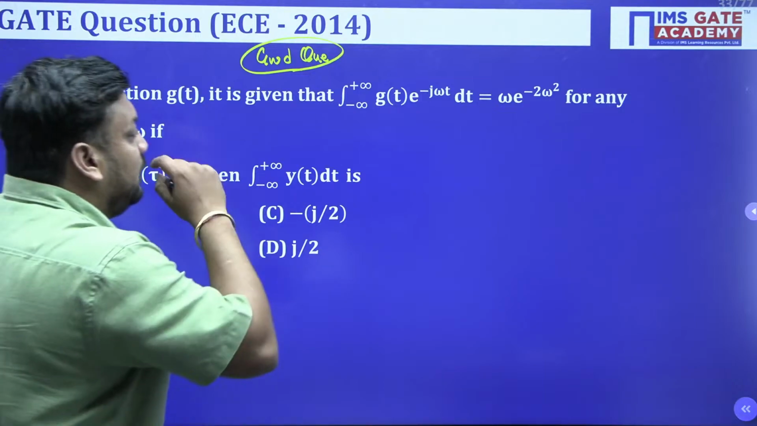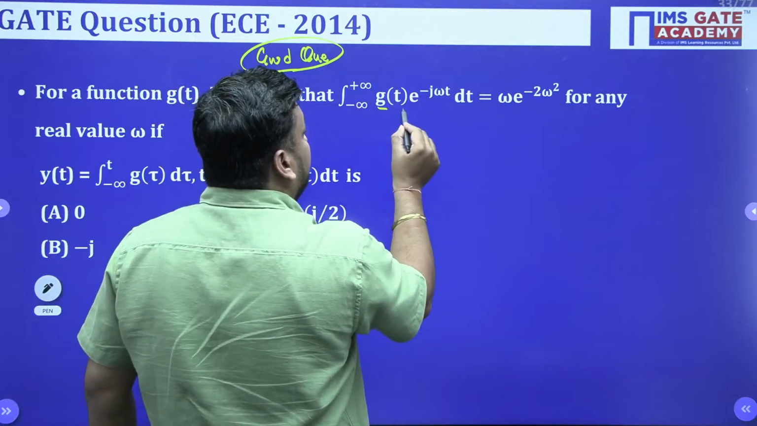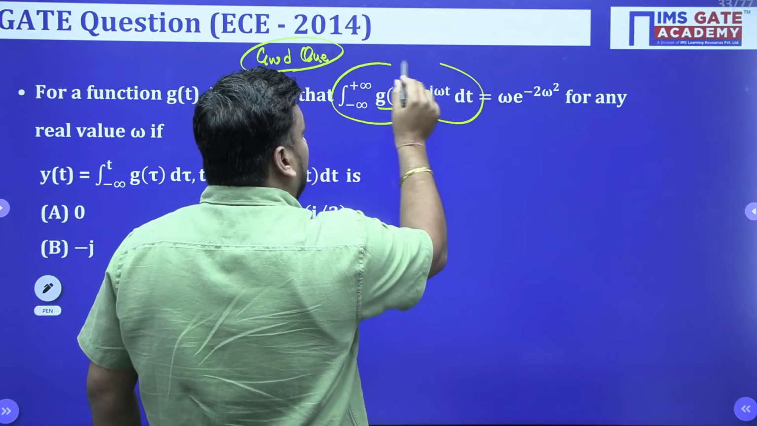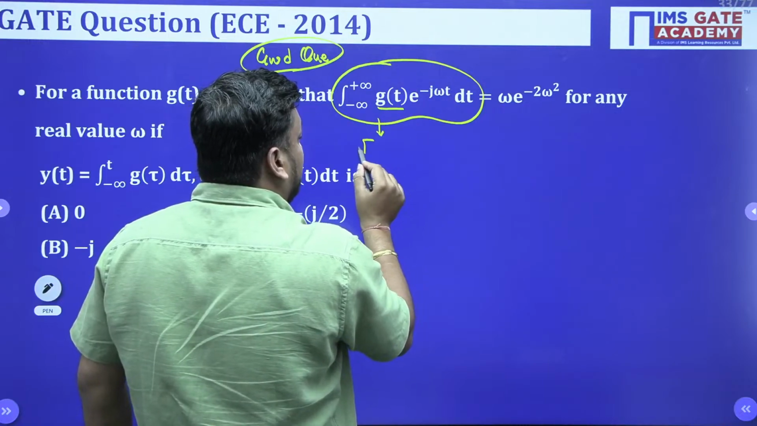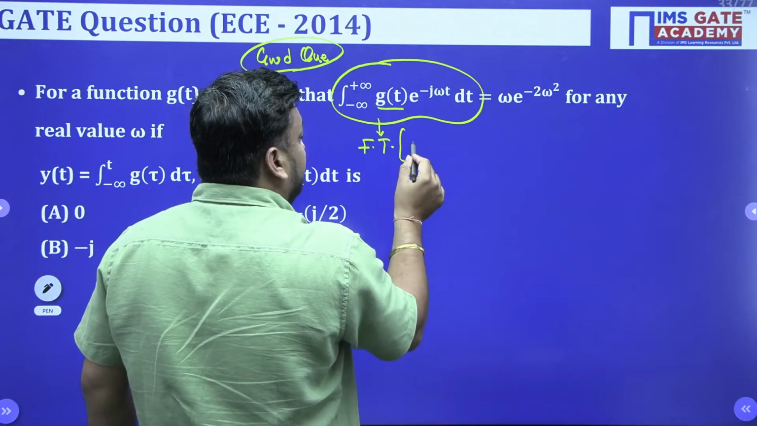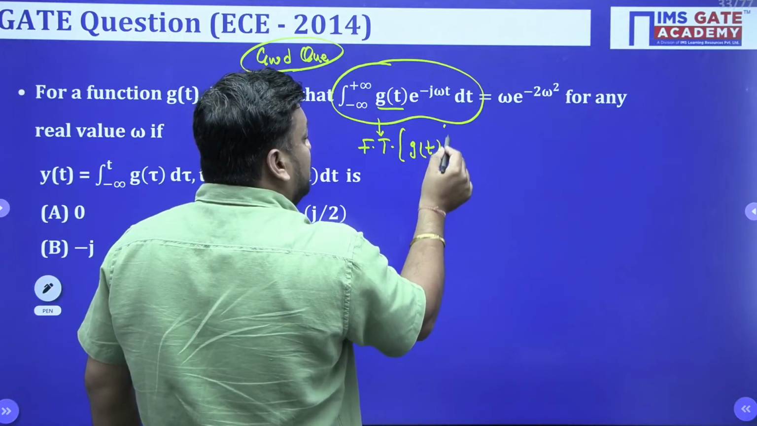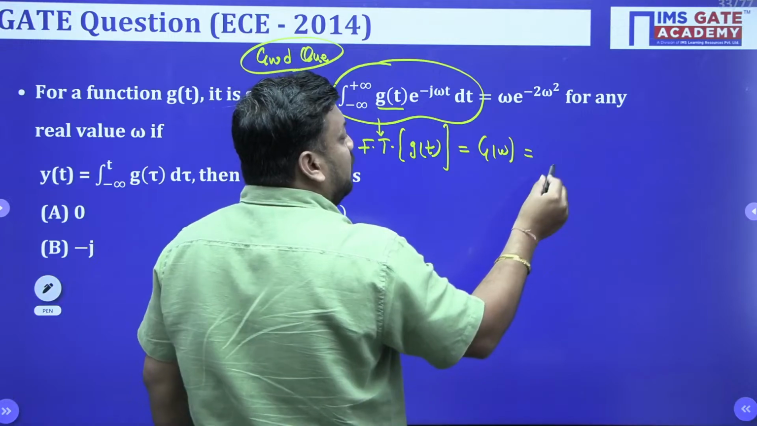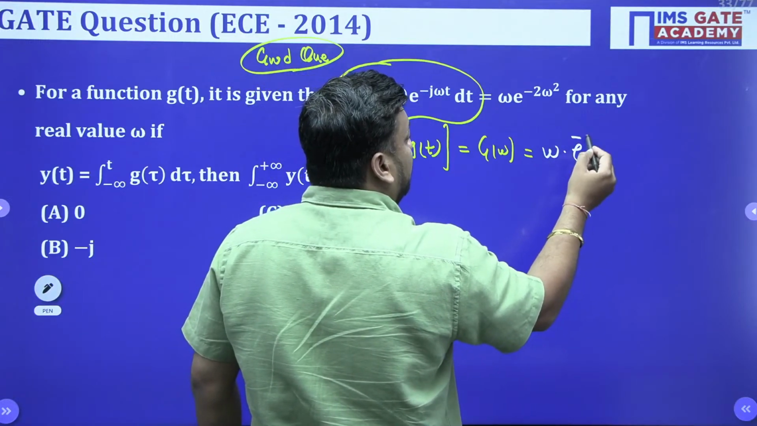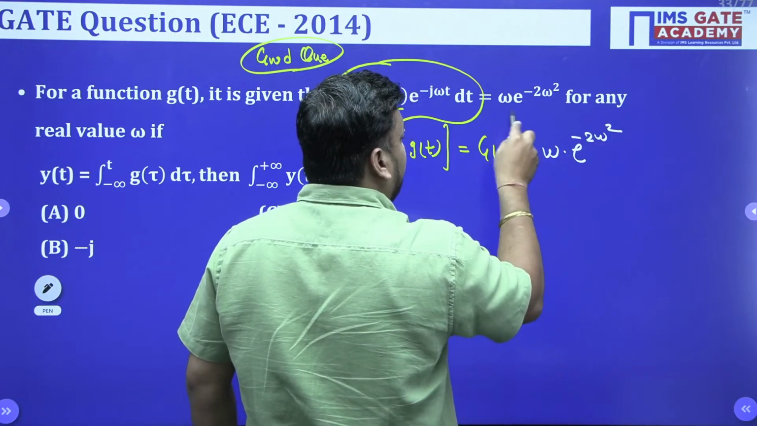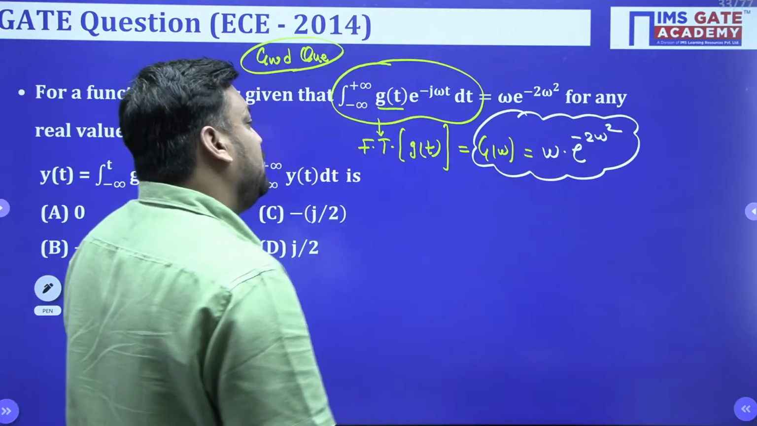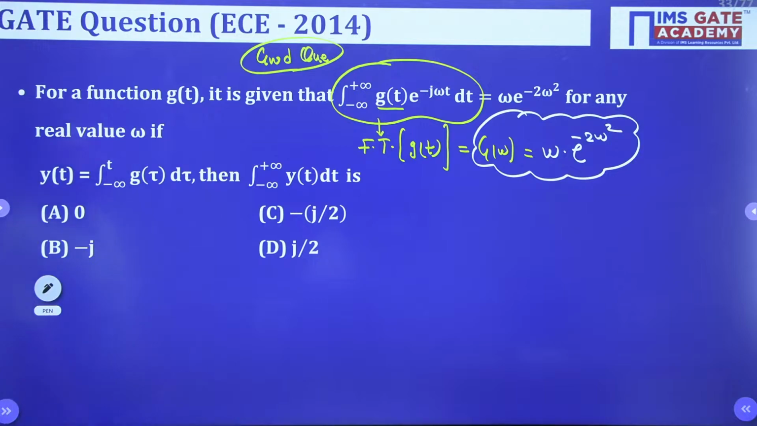Okay. So tell me, the integral from minus infinity to infinity of g(t) e to the power minus j omega t dt is nothing but the Fourier transform formula of g(t). It is nothing but the Fourier transform of g(t). So do you know what the Fourier transform of g(t) is represented by? G(j omega) is given to you as omega e to the power minus 2 omega square. So G(omega) is nothing but omega e to the power minus 2 omega square.